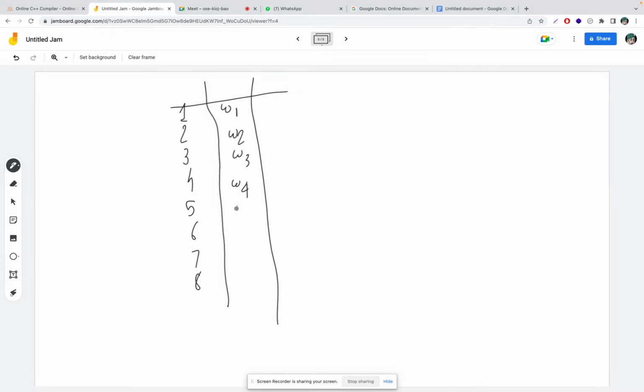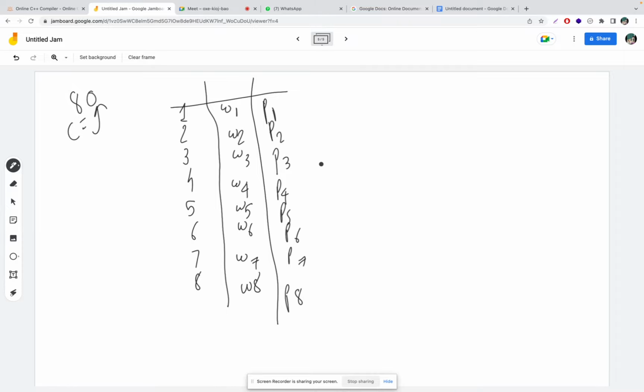Let's just assume its weights were W1, W2, W3, W4, W5, W6, W7, W8. And what were the profits? P1, P2, P3, P4, P5, P6, P7, P8. And let's say the maximum capacity of the bag given to us is C equal to 80.